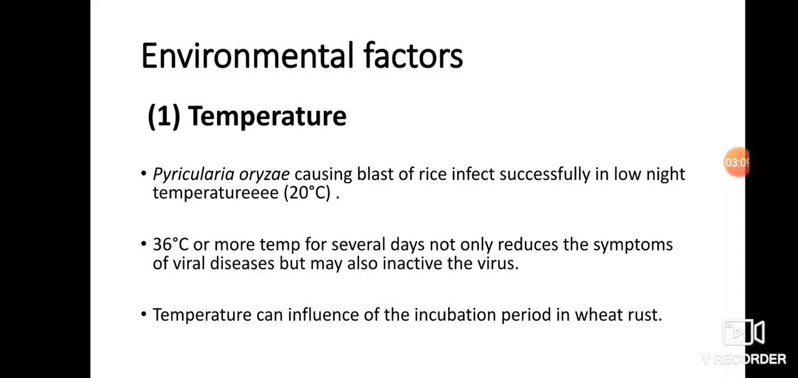First environmental factor is temperature. Different plant pathogens differ in their optimum for infection and growth. Some pathogens require comparatively cooler temperature and others require warmer conditions. For example, Pyricularia oryzae, which causes the blast disease of rice, infects successfully in low night temperature, that is 20 degrees centigrade. At higher night temperature, above 26 degrees centigrade, this pathogen is unable to enter the host.